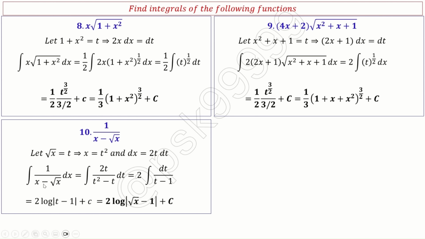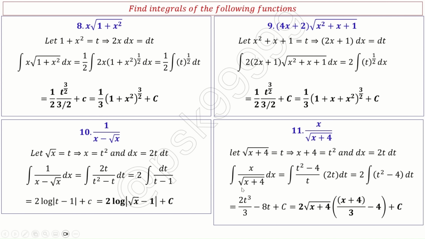Now integration of 1 by x minus square root of x dx: dx is 2t dt, so I wrote 2t dt, and x minus square root of x is nothing but t square minus t. Now if I cancel t's, I am left with 2 times integration of dt by t minus 1. This is nothing but the 1 by x form, correct? Integration of the 1 by x form, and 2 is there. So 2 times log of absolute t minus 1 plus constant, which is 2 times log of absolute square root of x minus 1 plus c.